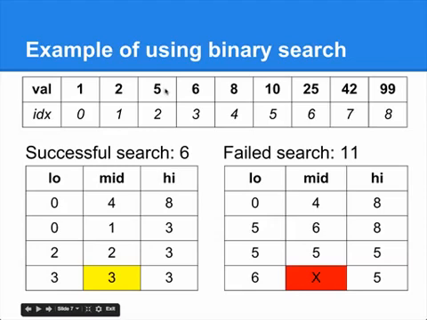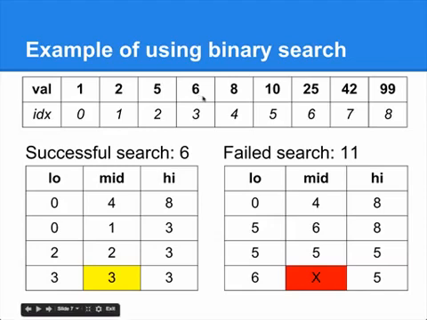Again, we don't have a match, but 6 is greater than 5, so we're going to move low to be equal to mid plus 1. Now we've got low equal to 3, high equal to 3. The middle of 3 and 3 is 3, and so it turns out that when we look at the item in index 3, that's the thing we were looking for, so our algorithm can return true. That's an example of a successful binary search.